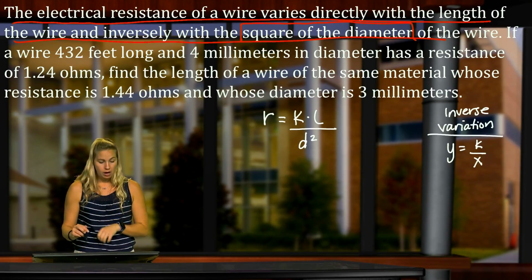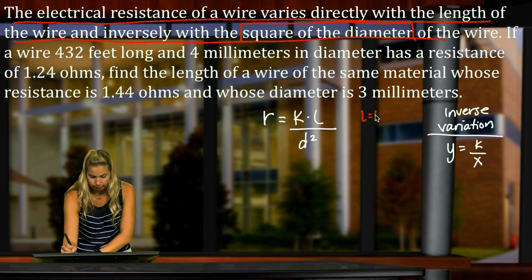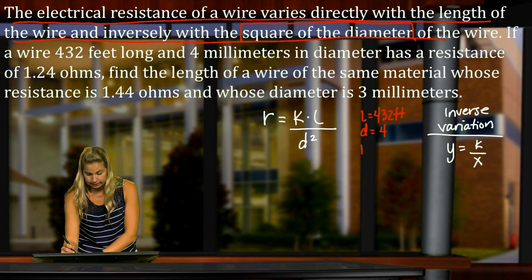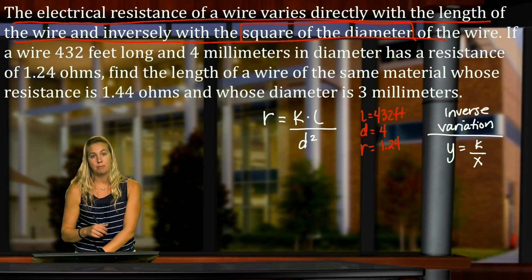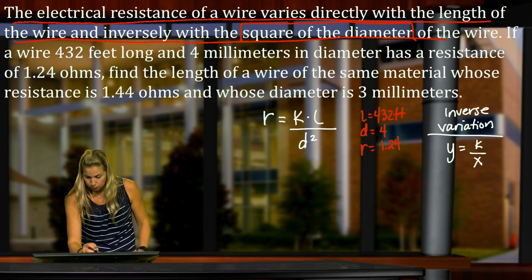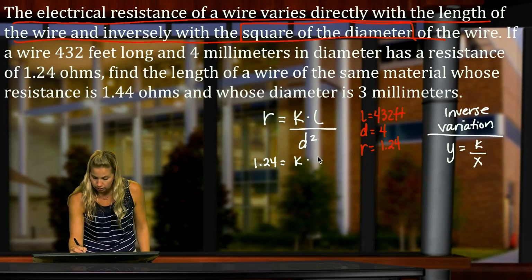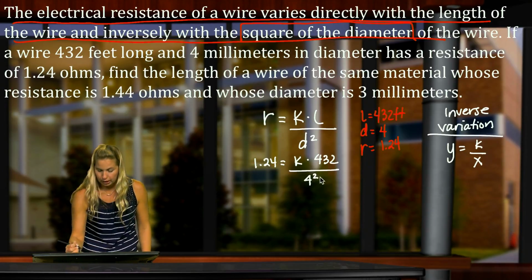So here we have a wire that is 432 feet long. So they're giving us the length is 432 feet. The diameter is 4 millimeters. And the electrical resistance for that is 1.24 ohms. So I can plug these values into my model to solve for K. So 1.24 equals K times 432 divided by 4 squared.